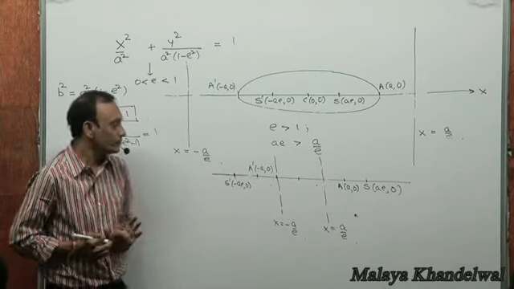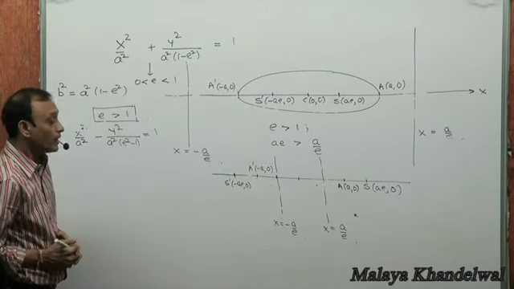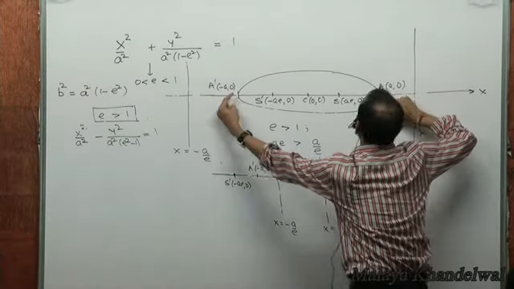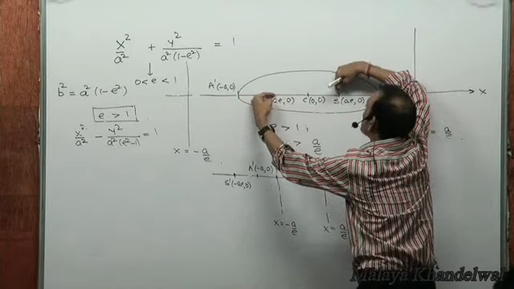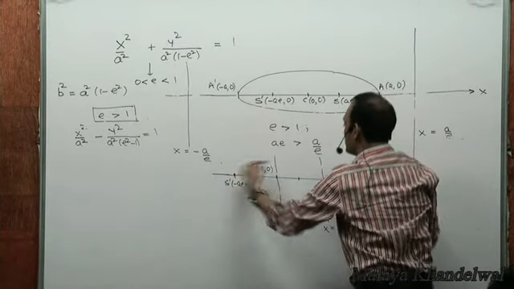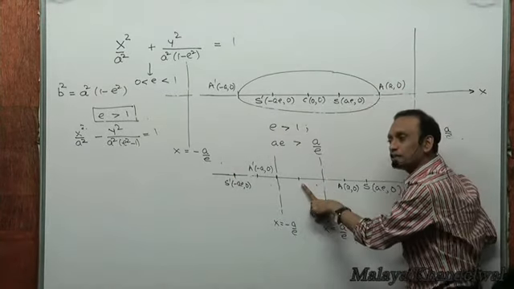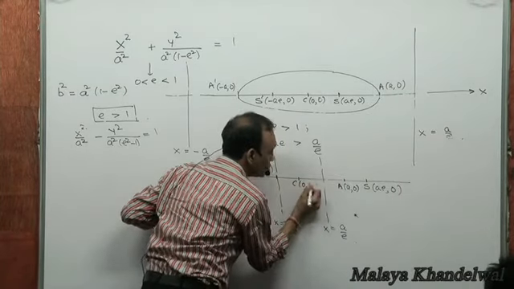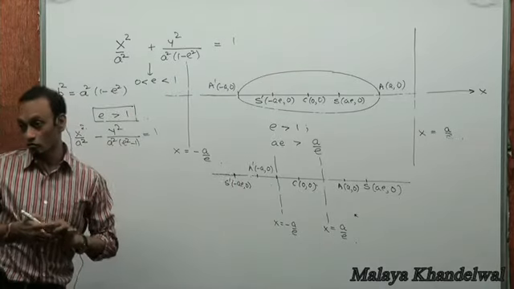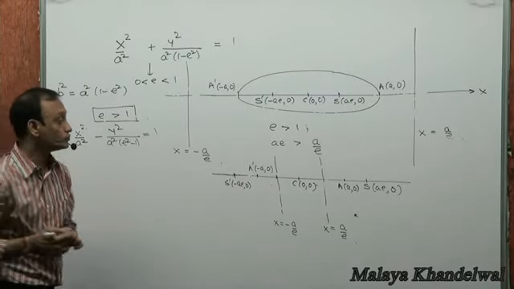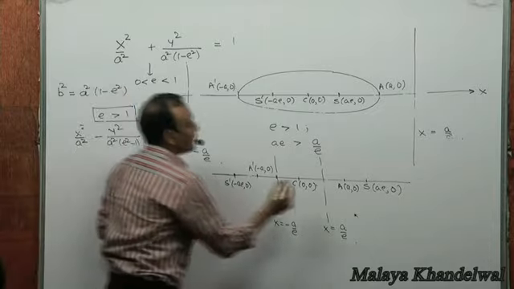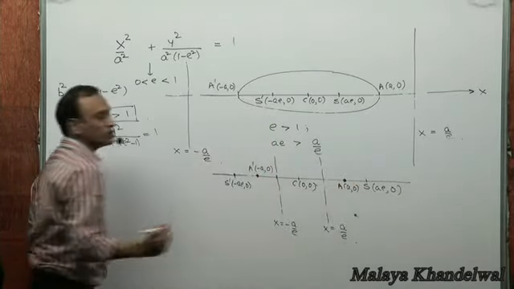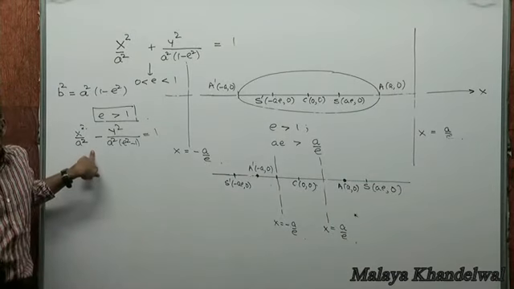Isn't it? So the other vertex would lie here. And halfway between these two vertices is the same as halfway between the two foci. Halfway between the two foci would be the center of this conic section, which would still be the origin. Yes or no? Very clearly, when x is A, y is 0. A and A prime would still be points on this conic section, which is E greater than 1.